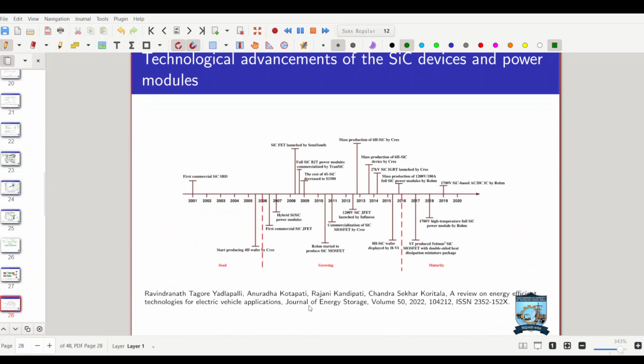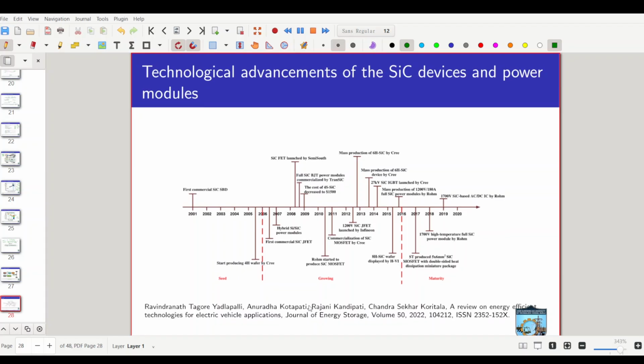Now electric vehicles require various kinds of semiconductor devices for their operation. So this paper lists down the various technological advancements related to the semiconductor chips to be used for the converters used in electric vehicles. Okay, so mostly we are using silicon carbide based MOSFETs. Okay, gallium nitride based devices are also used.